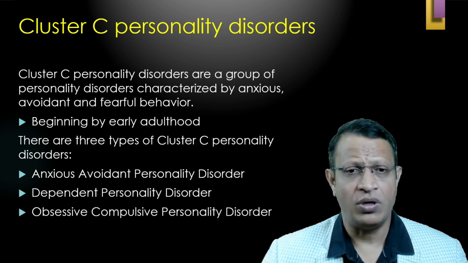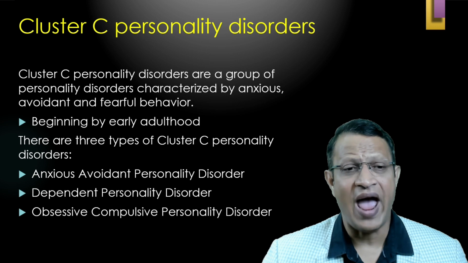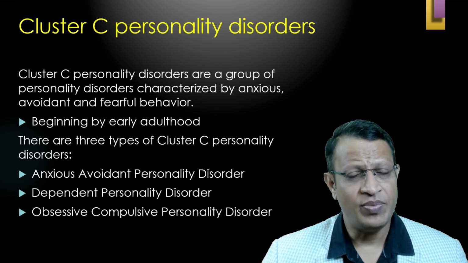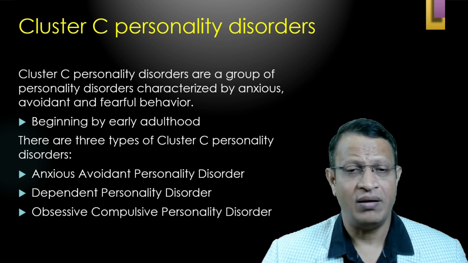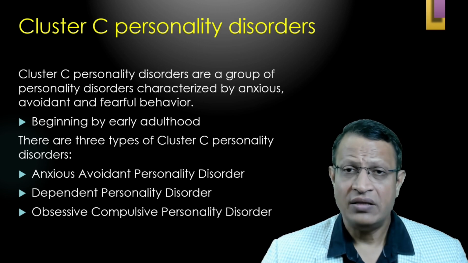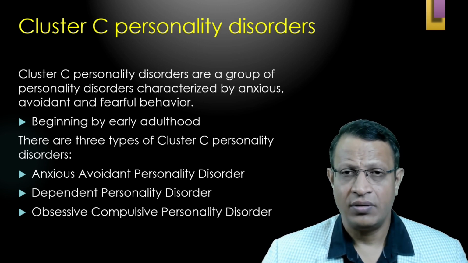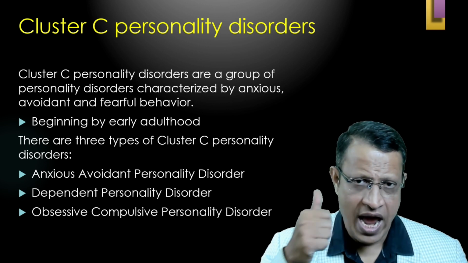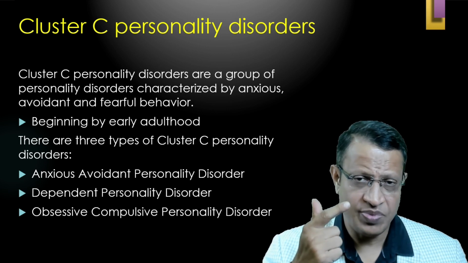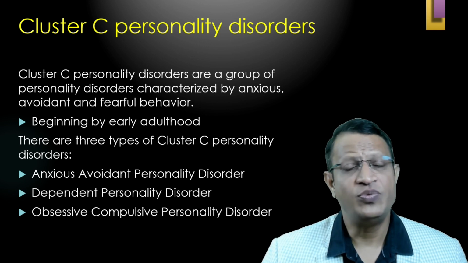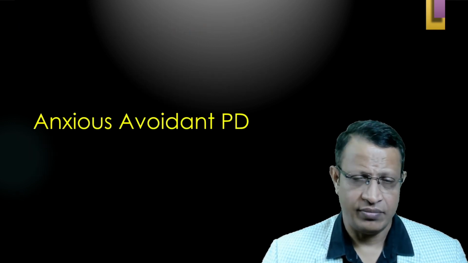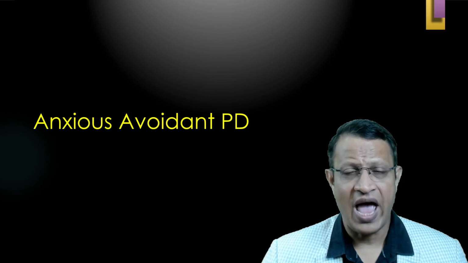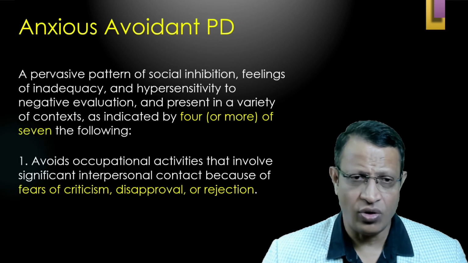These are a group of disorders characterized by anxiousness, avoidance behavior, and fearful behavior. They usually begin in adulthood. There are three types of Cluster C Personality Disorder: anxious avoidant, dependent personality disorder, and obsessive compulsive personality disorder. Let's look into each one of them. First and foremost is anxious avoidant personality disorder.